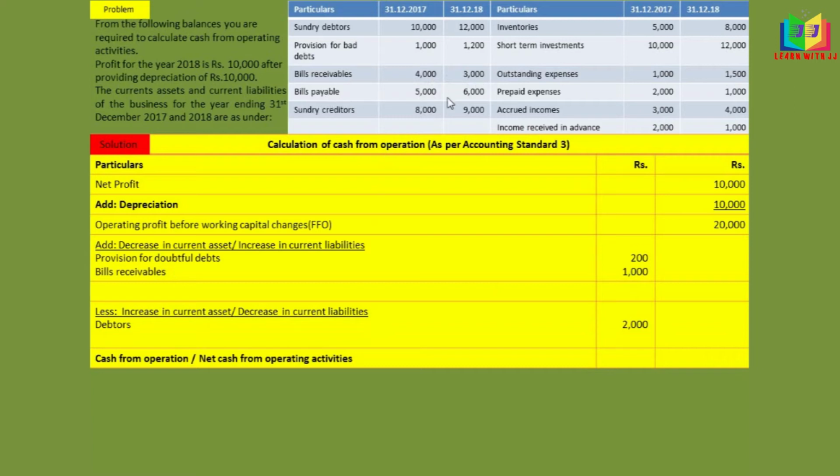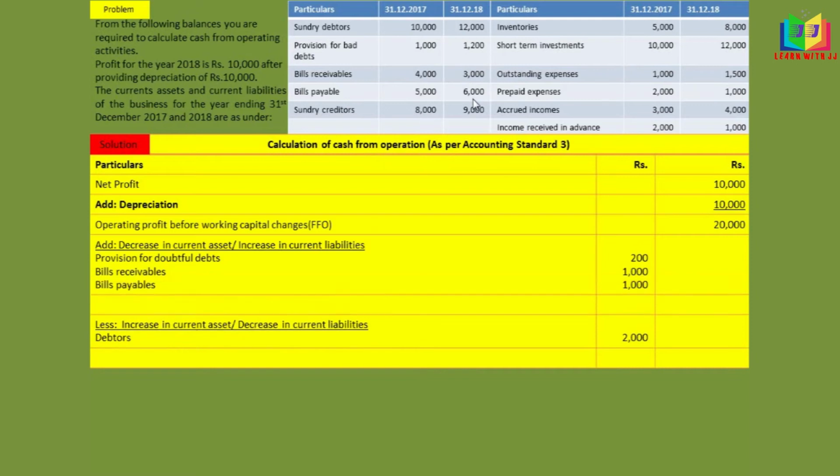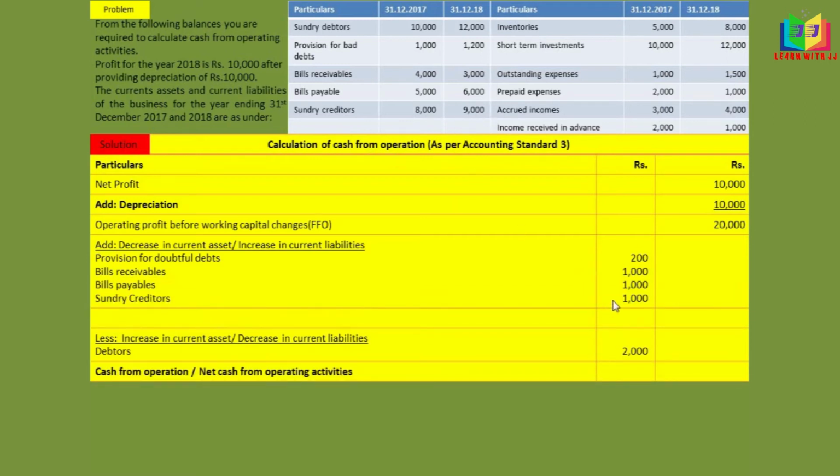And bills payable, here 5,000 and the closing balance is 6,000, increases. So bills payable is a current liability and it increases, so we have to add it. 1,000 rupees we have to add in bills payable. And sundry creditors 8,000 and 9,000. So there is an increase and again the current liability increases, so we have to add 1,000. Now we'll go for inventories. It is 5,000 and 8,000 here. Here the inventory increases, the asset increases, so we have to subtract it.